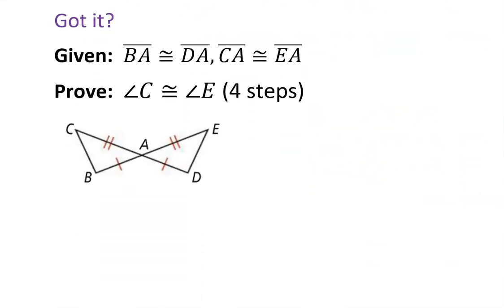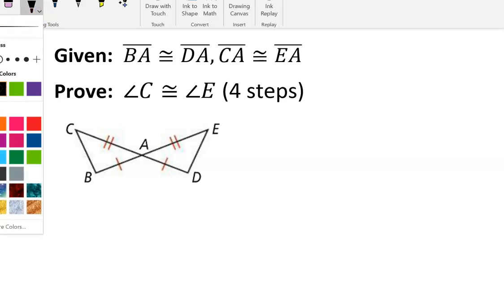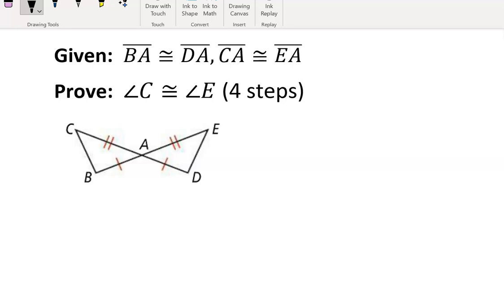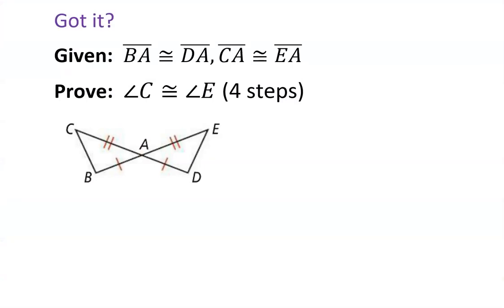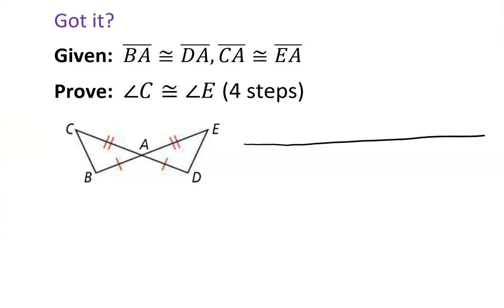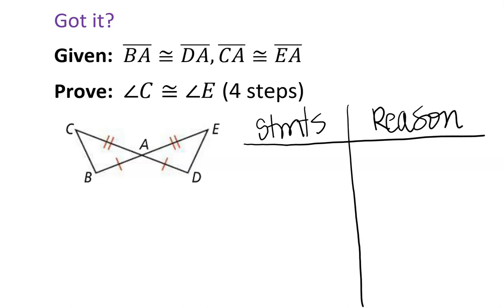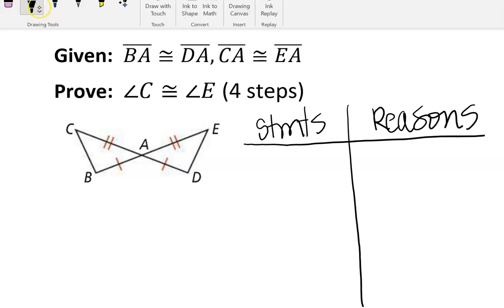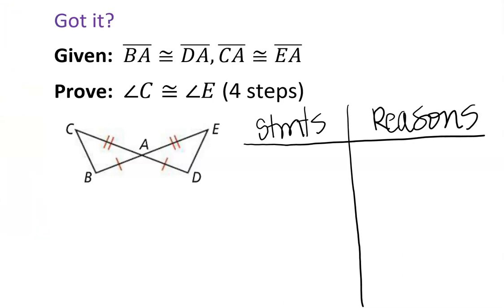Here's another one that we can try. This is just for the advanced geometry students. This one is also 4 steps. So pause it, try it, see if you get it. So this proof is 4 steps long. So you'll get your statements and your reasons columns. Your given is always step number 1. Sometimes the book will put the given in separate steps. I always put them together so I know I have them.